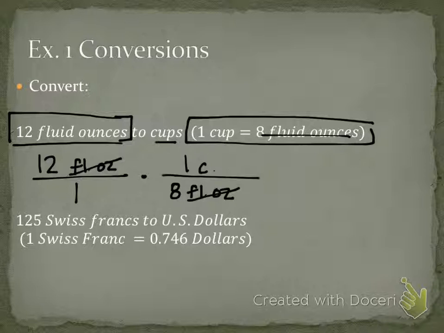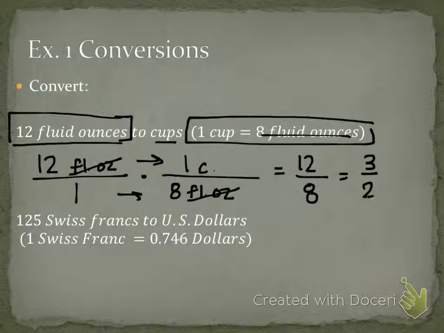I just multiply my fractions straight across. 12 times 1 equals 12. 1 times 8 equals 8. Okay, and I simplify this fraction. What number can go into both of them? 4. Goes into this one 3 times, this one 2 times, which is really 1 and 1/2. And what did I convert this to? Cups. So 12 fluid ounces is 1 and 1/2 cups.